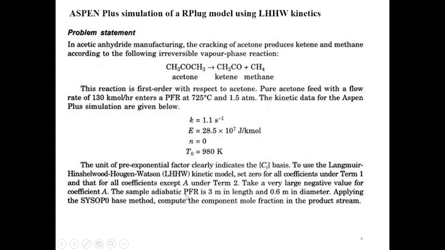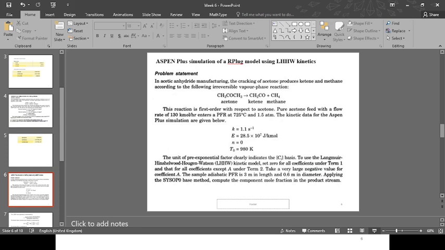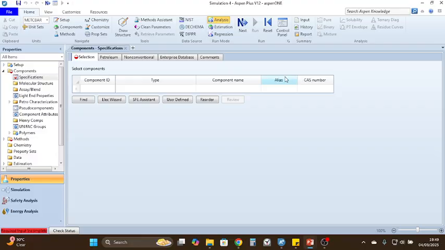The adiabatic PFR is 3 meter in length and 0.6 meter in diameter. We have to use the CSOP 0 base method and compute the component mole fraction in the product stream. So let us try this problem.